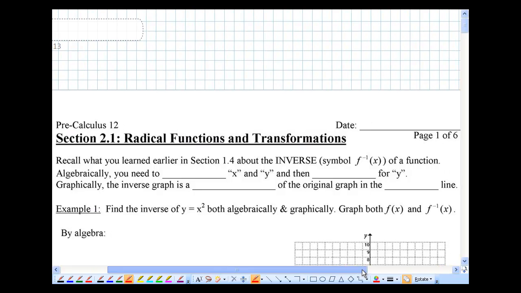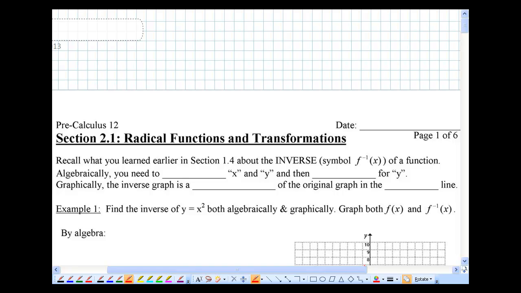Alright, it's section 2.1 today. We're talking about radical functions and transformations. So if you remember stuff from chapter 1, well, we're going to go back to that quite a bit. Transformations, remember that stuff? Yeah, shifting up and down. We'll get there in one second.